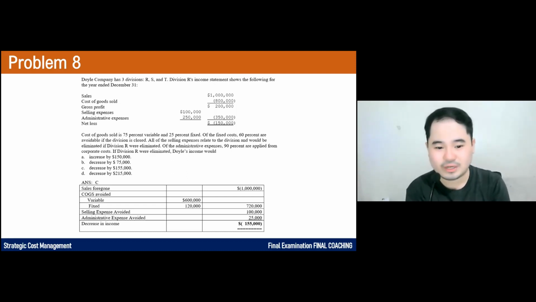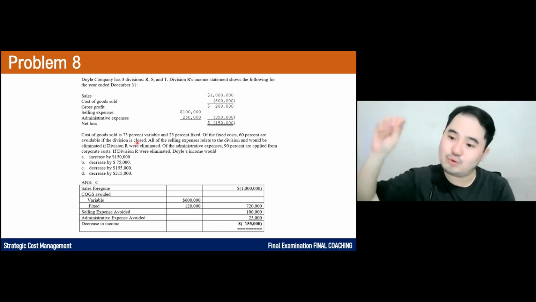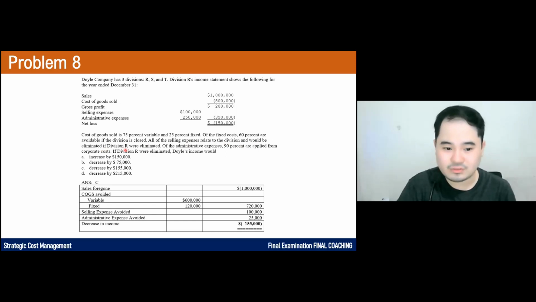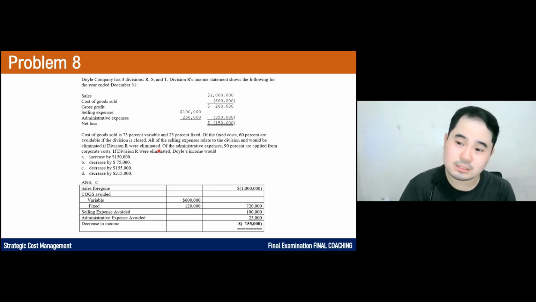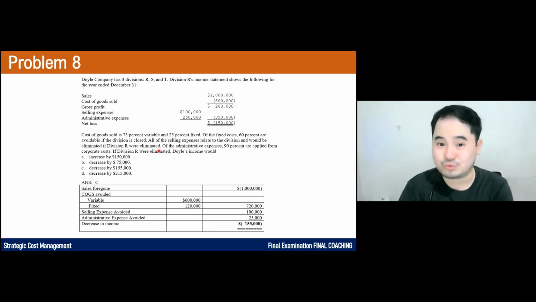Cost of goods sold is 75% variable and 25% fixed. Of the fixed cost, 60% are avoidable if the division is closed. So check nyo mabuti yon. Kung maa-avoid ang 60%, unavoidable ang 40%. Hindi siya mawawala. Okay? All of the selling expenses relating to the division would be eliminated if Division R is eliminated. Totoo naman. Kasi wala ka naman nang binibenta, so it's pretty much the same effect with your selling expenses. You are dropping the segment, you are dropping the product line, so the related selling expense for that would really be eradicated, right?